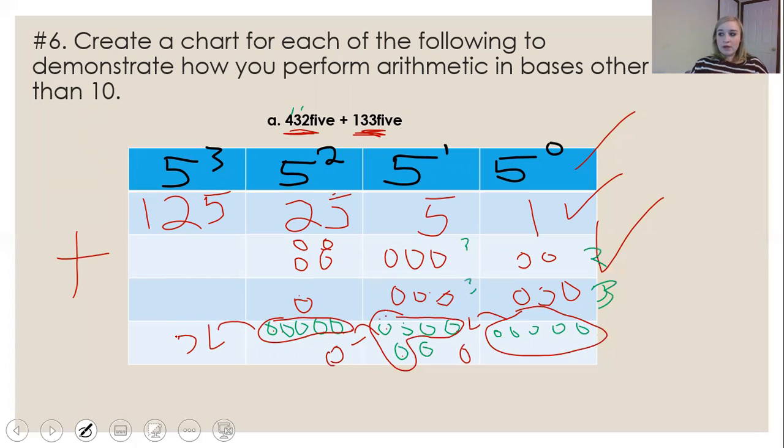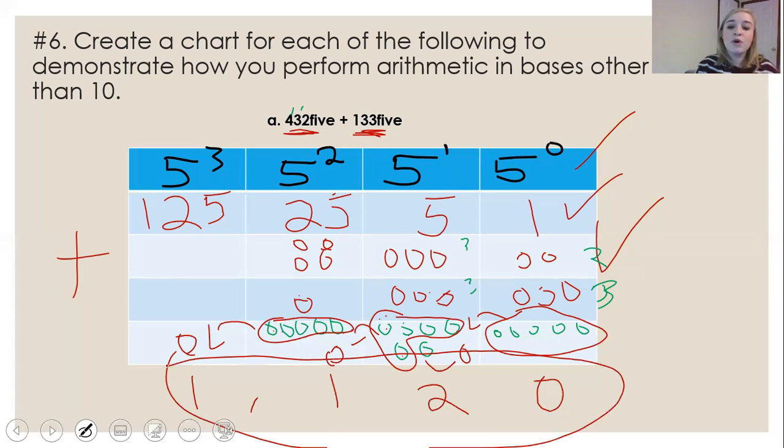Now we count the dots that we have left over. Here we start off with 1. Here there is another 1. And here we have 2. Then here we've already grouped all of these, so we have a 0. And this is 1,120. So if we were adding 432 plus 133 in base 5, this is what we would get. It is a little bit confusing, I will say so myself.